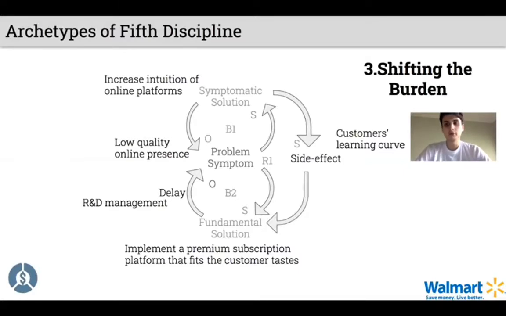Our main problem for Walmart is our low quality online presence. For this, we will have to create a new online platform or make it a better one. This will have a side effect: it will make our customers take time to adapt to this new change. This new change will result in implementing a new premium subscription for them. This platform would fit the customer taste. In the end, the research and development manager will take care of this.